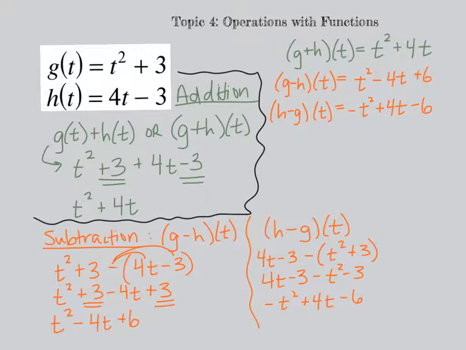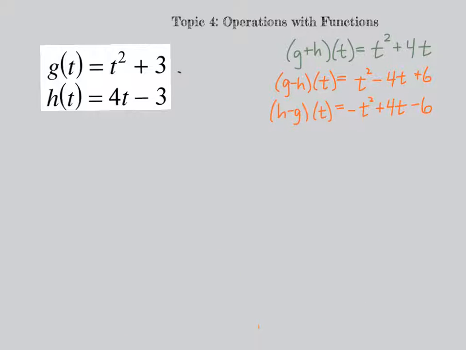Great, let's do one last operation, which is multiplication. All right, to multiply, we can do that in either order because multiplication, like addition, is commutative. So we can write it as g times h of t. All right, to multiply, we're going to put them both in parentheses. So we'll have t squared plus 3 times 4t minus 3. And when we do this, we'll have to do our distributive property with the t squared first. So when we multiply t squared times 4t, we'll get 4t cubed.